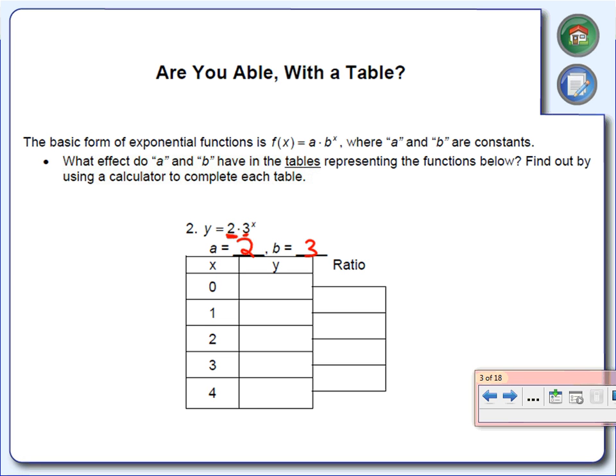Gary, help me out here. What does the table look like? What do you see next to 0? 2. All right, keep going. 6, 18, 54, 162. Do you all agree with that table?